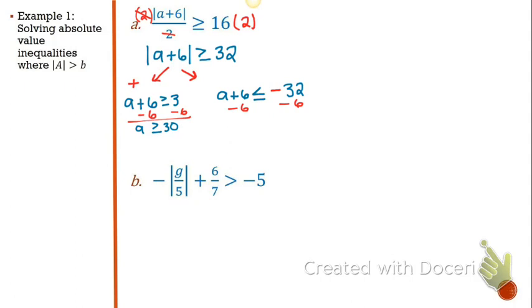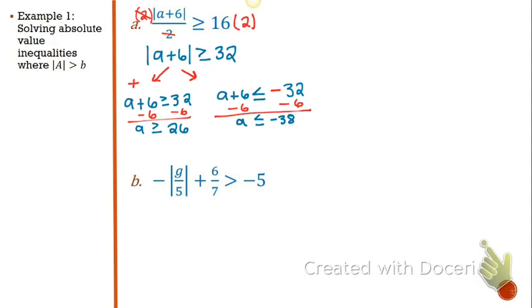So instead of us having 30 here, it's supposed to be 26, okay? All right, let me go back to the one that I was working on. So now we're going to have A is less than or equal to negative 38. Now, both of these are my solutions, okay? That means that A could be any number greater than or equal to 26, or it could be any number less than or equal to negative 38.